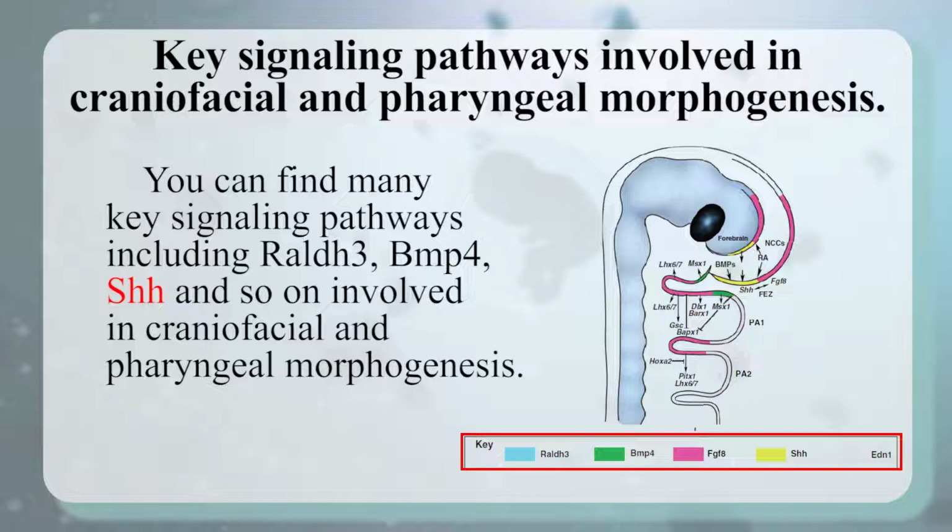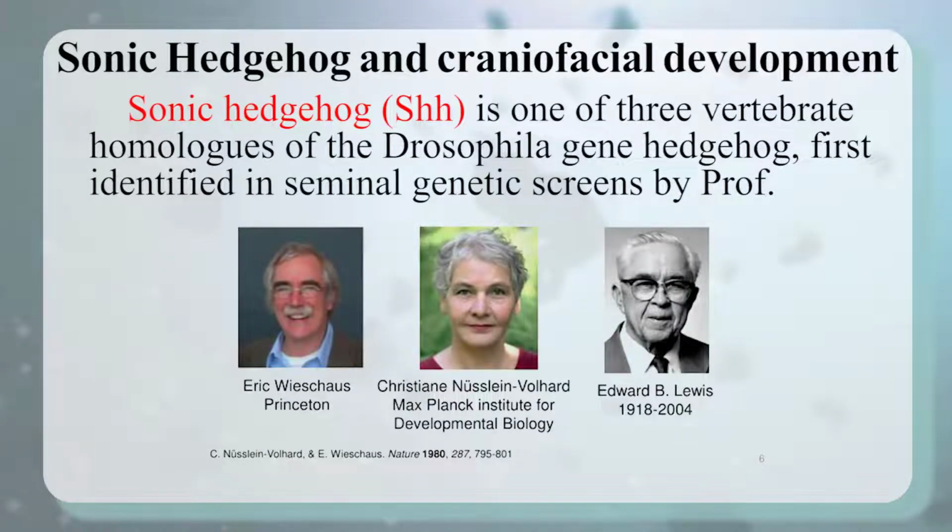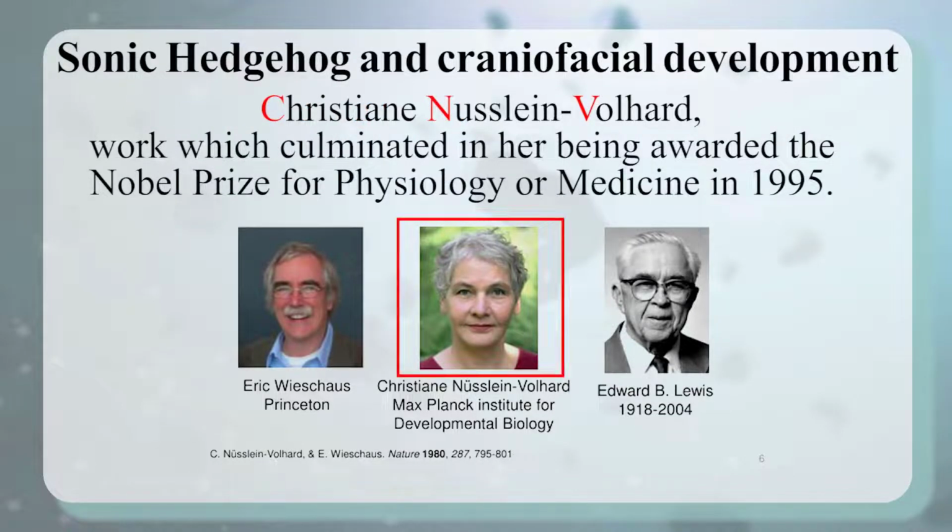craniofacial and pharyngeal morphogenesis. Sonic hedgehog, SHH for short, is one of the three vertebrate homologs of the Drosophila gene hedgehog, first identified in seminal genetic screens by Professor Christiane Nüsslein-Volhard, work which culminated in her being awarded the Nobel Prize for Physiology or Medicine in 1995.